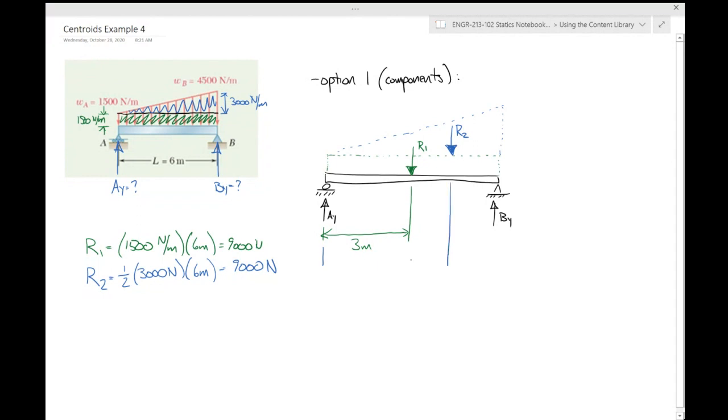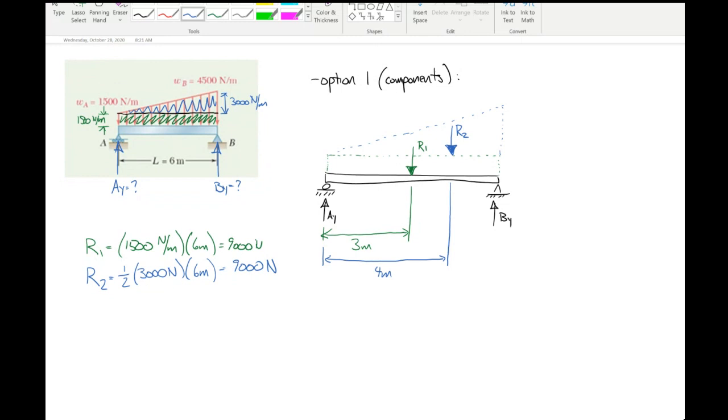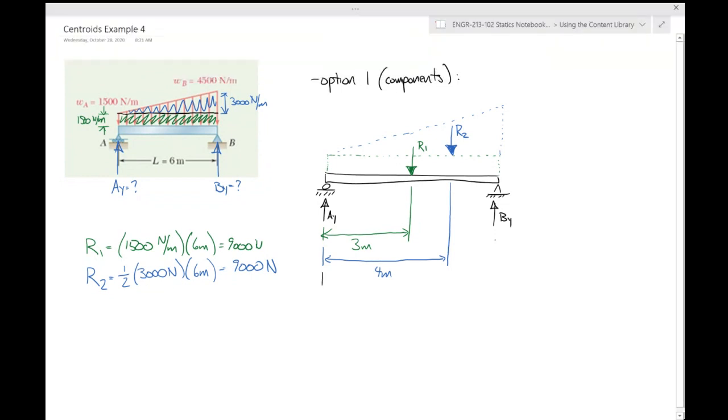What should this distance be? 4 meters, because that's a triangle. 2/3 from the small end, 1/3 from the big end. This should be 4 meters. Exactly right. And so if you understand that, now we've got everything that we need to compute the support reactions. Because again, that dimension here, that's 6 meters.